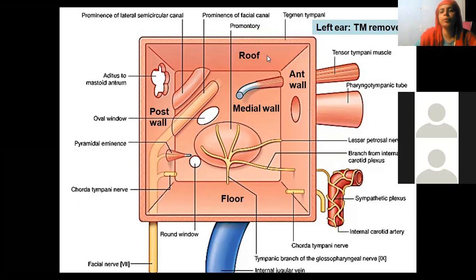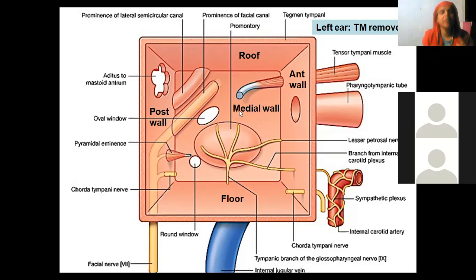Roof, I told you, tegmen tympani, temporal bone; floor also temporal bone, separating from the internal jugular vein. Now coming to the medial wall, which is towards the internal ear, you will have two openings which communicate the middle ear with the internal ear. These two openings are the round window and the oval window. Then there is the first turn of the cochlea, like you have 2.5 turns of cochlea. The first turn of cochlea is actually called the promontory. Over the promontory we have the tympanic branch of the glossopharyngeal nerve. So all these structures we find in the medial wall.